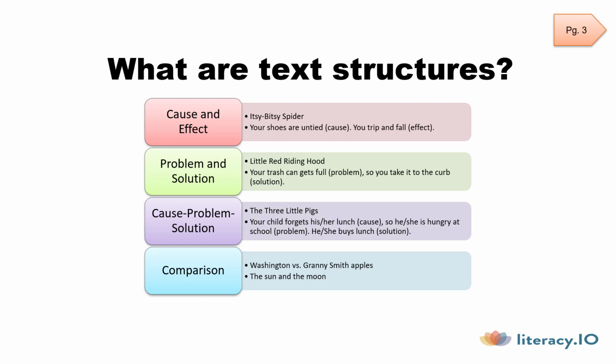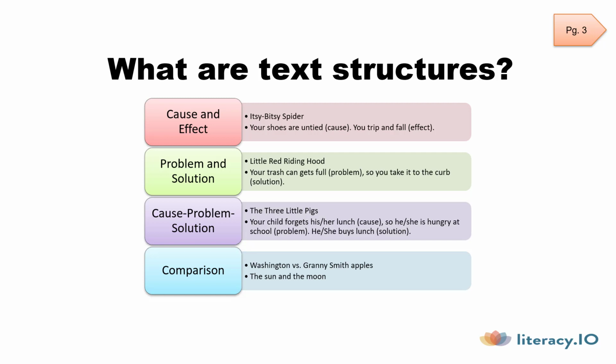On page 3 of your guide, you'll see a chart with all of these higher order text structures, as well as some examples of text and real-life examples to go with each. For cause and effect, you have the Itsy Bitsy Spider. A real-life example: your shoes are untied, which is the cause, and it causes you to trip and fall, the effect. Problem and solution, Little Red Riding Hood. In real life, your trash can gets full, that's a problem, so you take it to the curb. There's your solution.